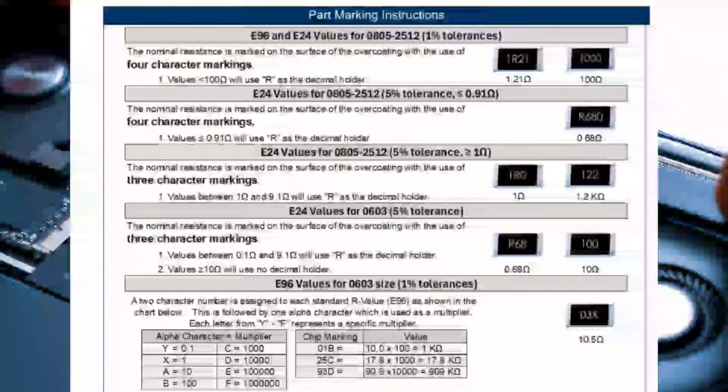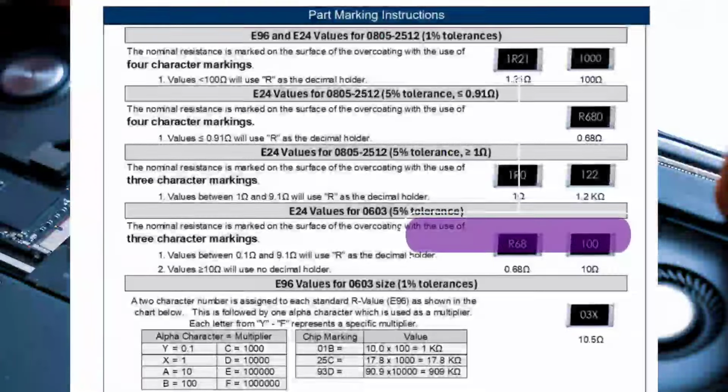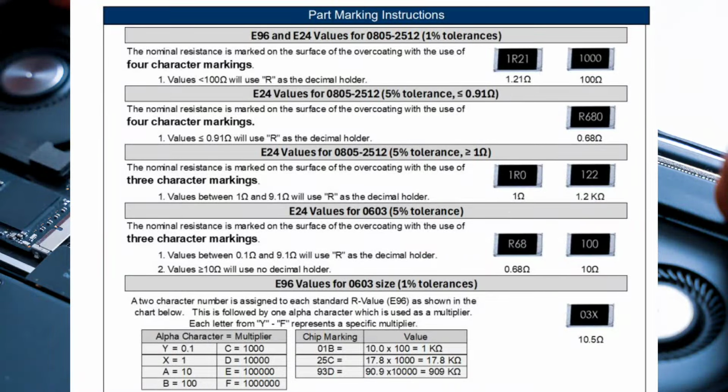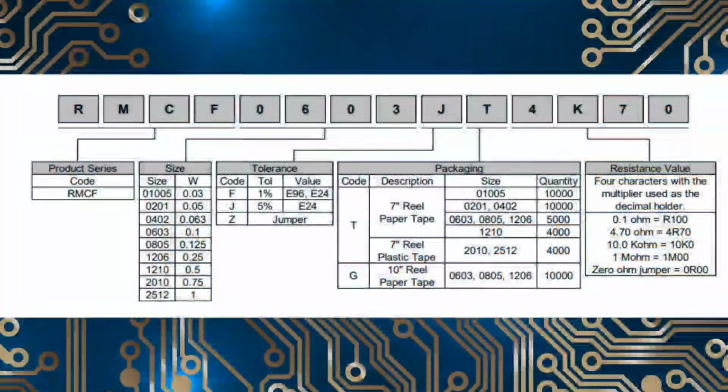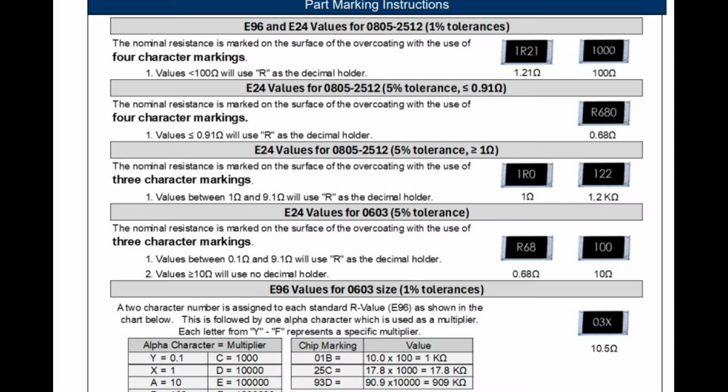Part markings. SMD components are marked with alphanumeric codes that indicate their specifications. Common markings include part number, manufacturer-specific code or standard code, for example, EIA 96 for resistors, EIA 481 for capacitors. Resistance value. For resistors, this is often indicated directly on the component, for example, 103 for 10 kΩ.